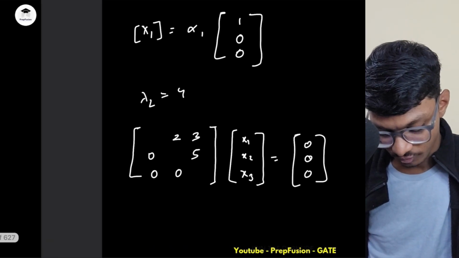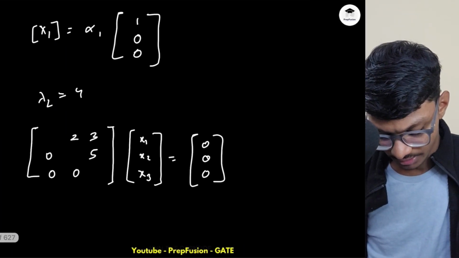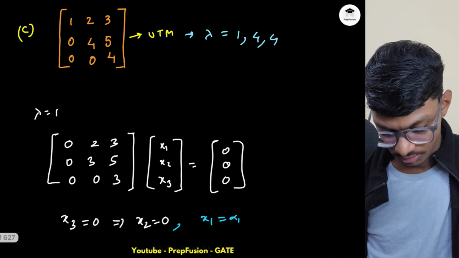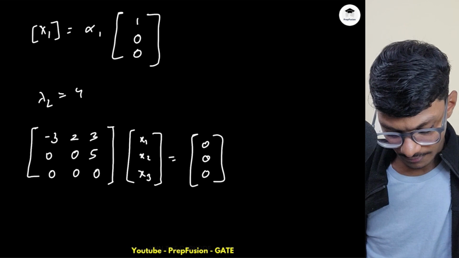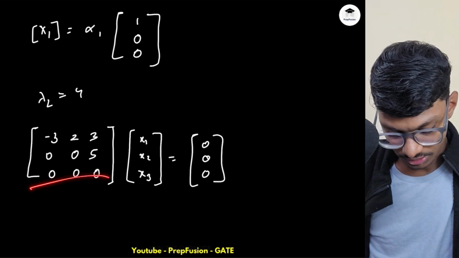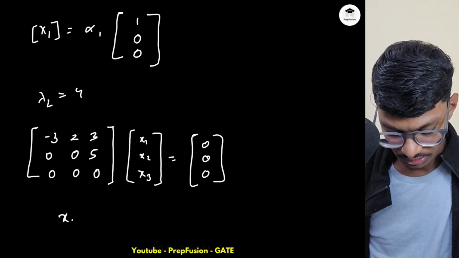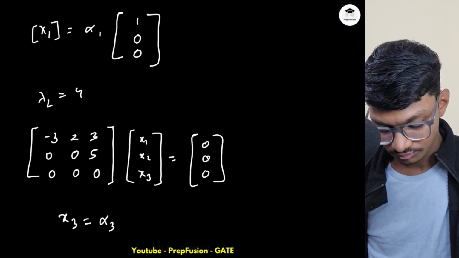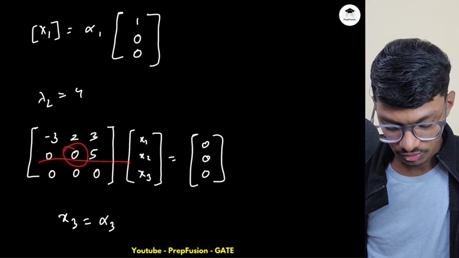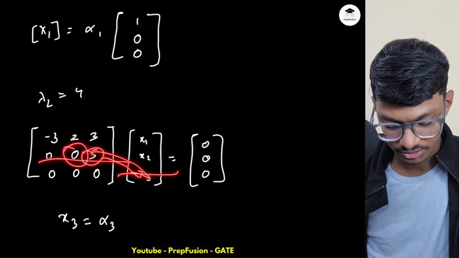So I'm subtracting 4. If I am subtracting 4, this will be minus 3, this will be 0, this will be 0. Okay, so this is all zeros, right? This is all zeros equal to 0. So x3 can be anything, x3 can be alpha 3. Now again, we don't have x2, we have x3.